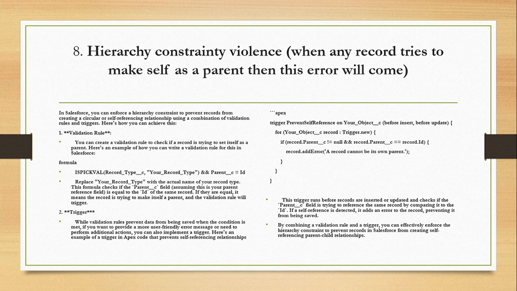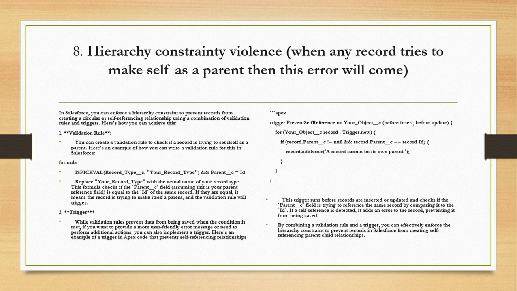The trigger prevents self-reference on your custom object, whichever you want to perform, on before insert and before update. For each record in Trigger.new, if record.Parent is not null and record.Parent equals record.Id, then record.addError('A record cannot be its own parent'). So by these two, the validation rule and the trigger, you can simply enforce the hierarchy constraint to prevent records from creating a circular or self-referencing relationship. This trigger runs before records are inserted or updated and checks if the parent field is trying to reference the same record by comparing it to the Id.